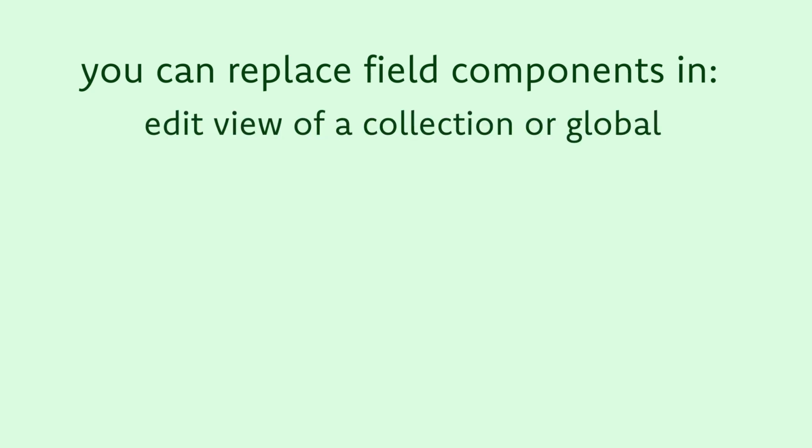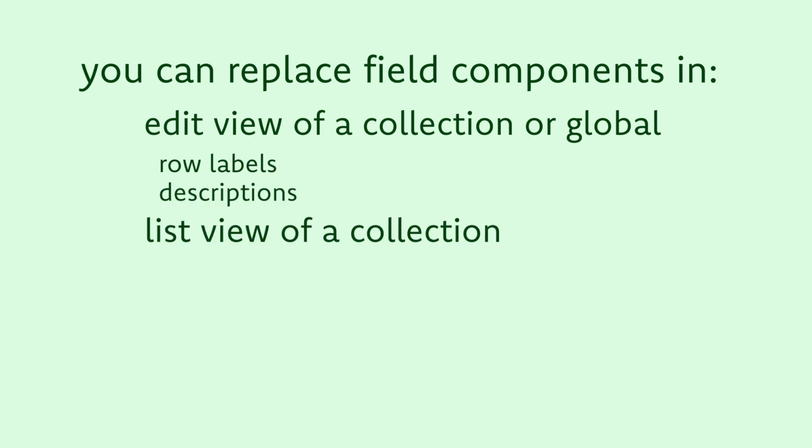There are 3 places that you're able to replace a field's component. The first is in the edit view of a collection or global. This is the view you use to make changes to your content and can be used to change things like row labels and add descriptions using client props.